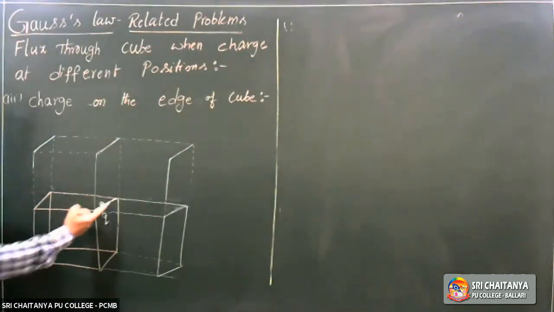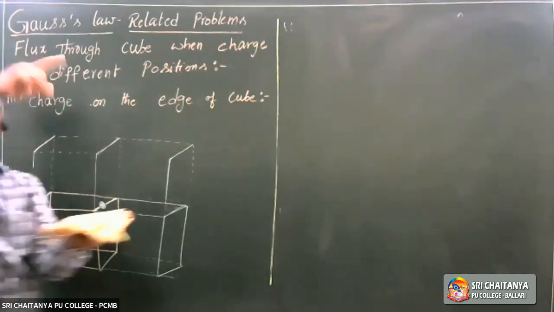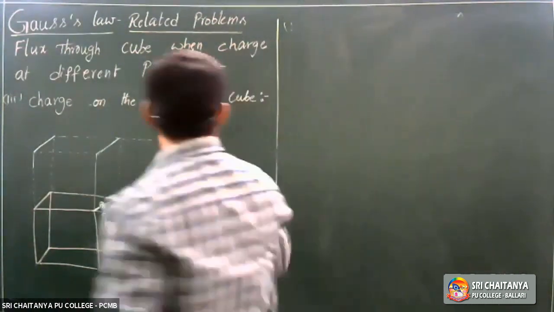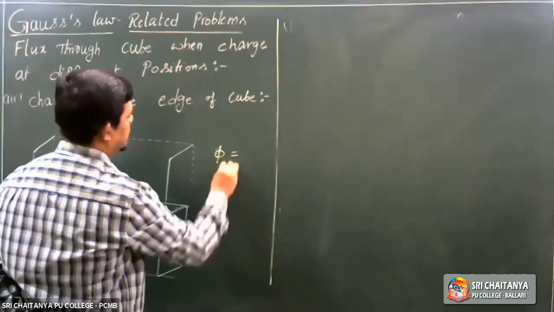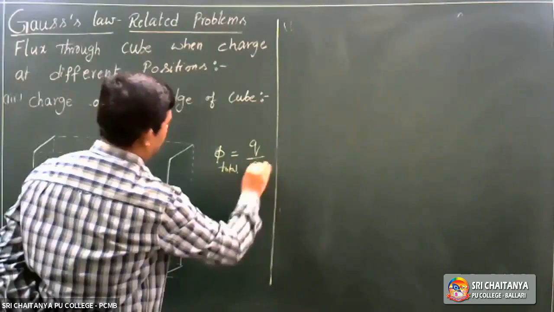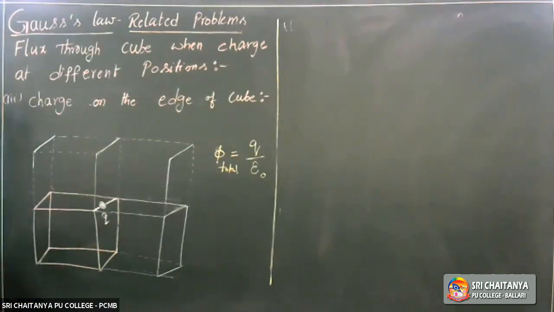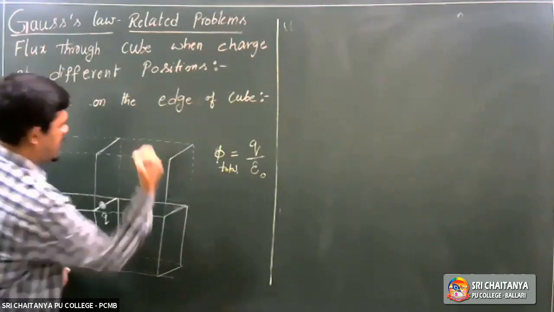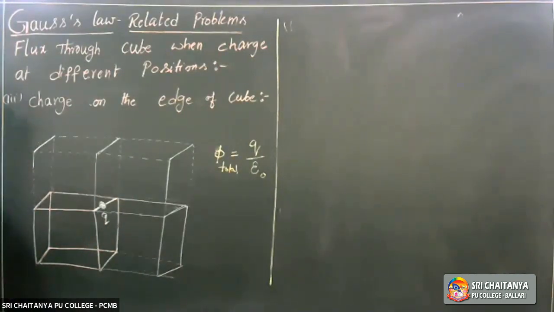So this edge is a part of 4, like keeping cubes one on the other, you can understand. Now what is the flux? If Q is the total flux, Q by epsilon naught, that we know. The total flux is shared by how many? 1, 2, 3, 4. 4 cubes. Right?